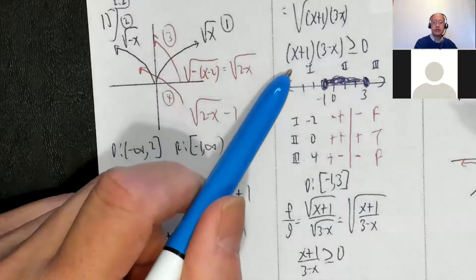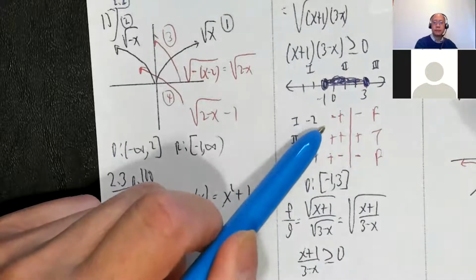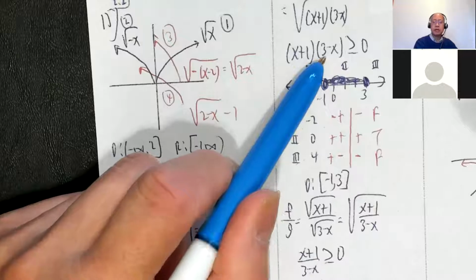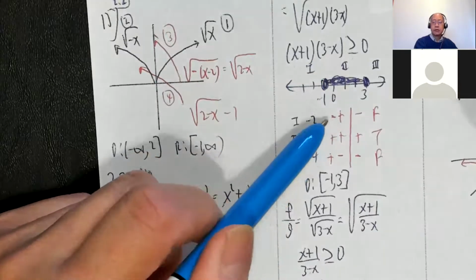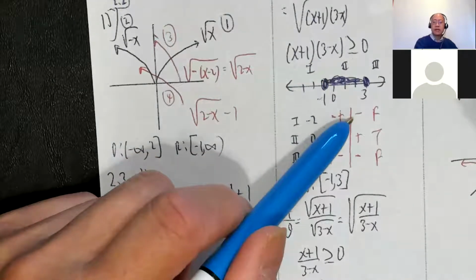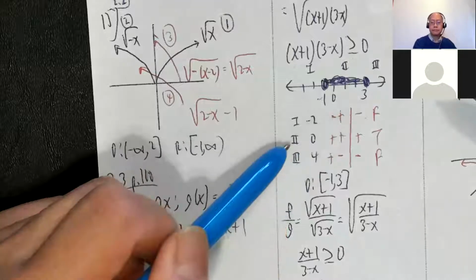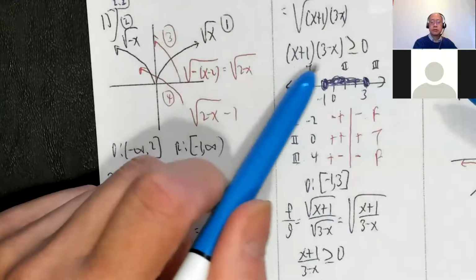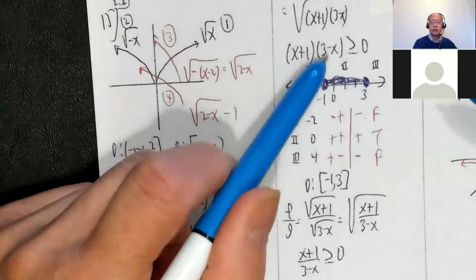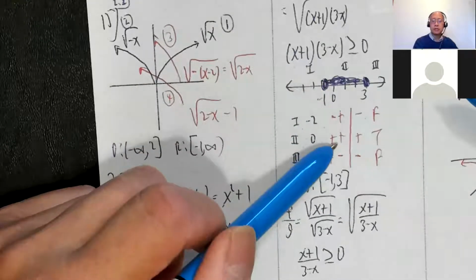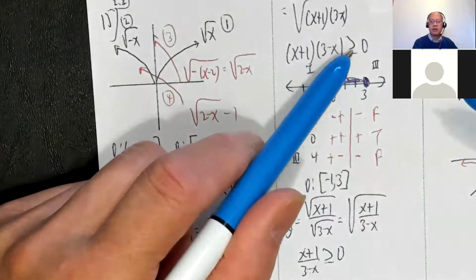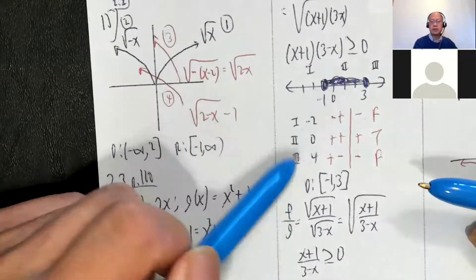Plug in negative 2. Negative 2 plus 1 is negative. Let's see, 3 minus a minus 2, 3 plus 2, positive. So negative times positive is a negative. Is a negative greater than or equal to 0? No, that's false. 0: 0 plus 1, positive. 3 minus 0, positive. Positive times positive, positive. Positive greater than or equal to 0, that's true. Shade in region 2.